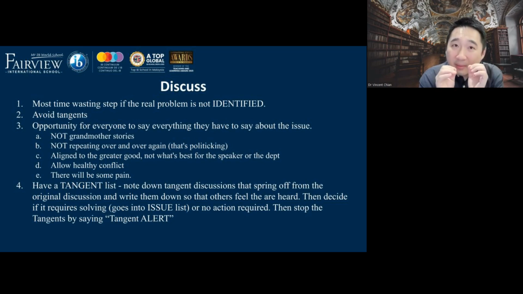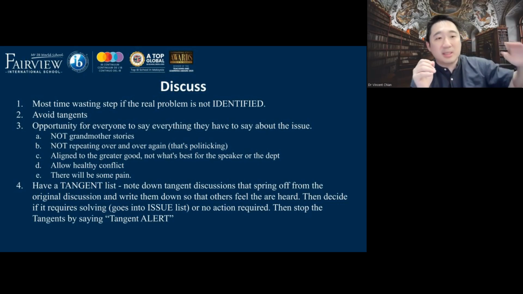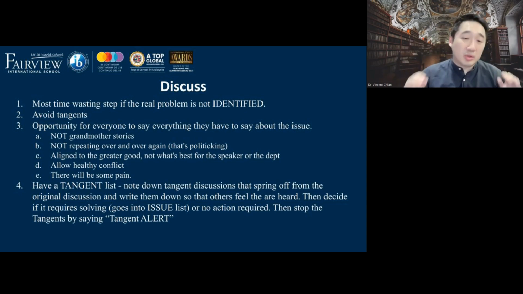Again, make sure that what they're talking about is aligned to the greater good, not what's best for the speaker. And this is going to be tough for you, not what's best for the department even. The greater good. What is the overall mission? Okay. Allow some healthy conflict to occur. Maybe somebody says A, somebody says B. What you do is you say, thank you for that. I recognize that this is a different opinion. Let's hear everybody's opinion out.